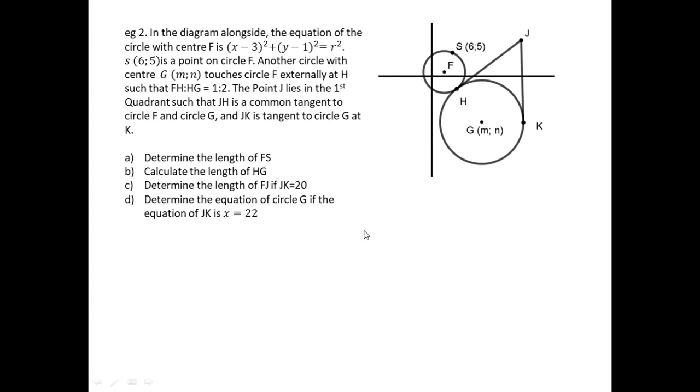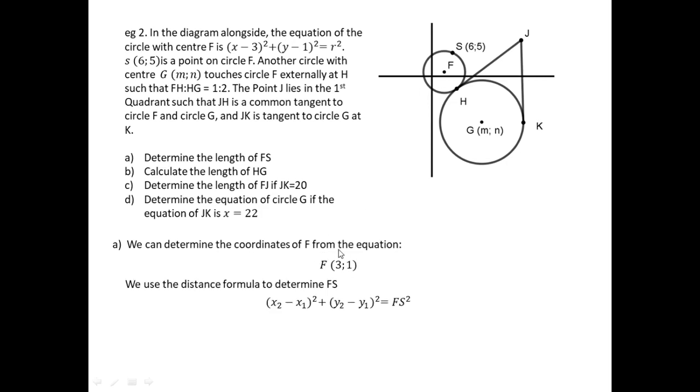But before we do that, it might be helpful to write down the coordinates of F from our equation. There we go. Remember this is our x coordinate, that is our y coordinate. All we do is change the signs. So -3 becomes +3, -1 becomes +1. Those are the coordinates of F. Now we can use our distance formula, there it is, to work out the length of FS. Plug in all of our coordinates from F and from S, work it all out, and FS is 5.